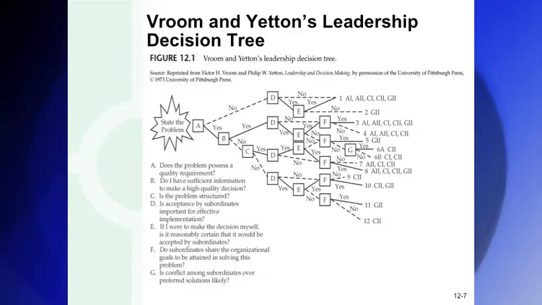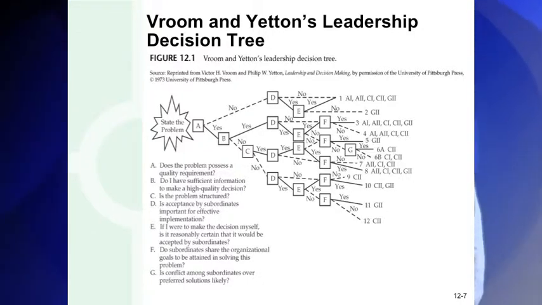And the questions on figure 12.1 give some idea of the thinking behind, or questions to be asked about, the solving of the problem. Is it quality related? Is there sufficient information? Is the problem really that structured? Is acceptance by subordinates important for effective implementation? Is it reasonable that if I made the decision as a leader, there would be no acceptance by the subordinates or the followers? On and on and on.